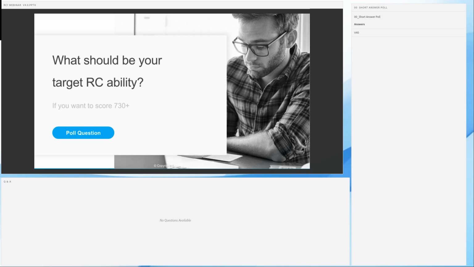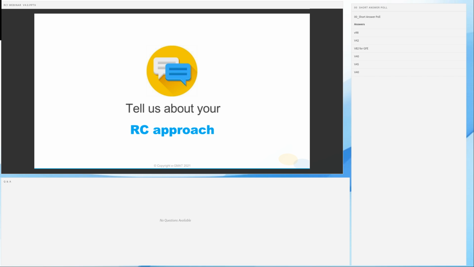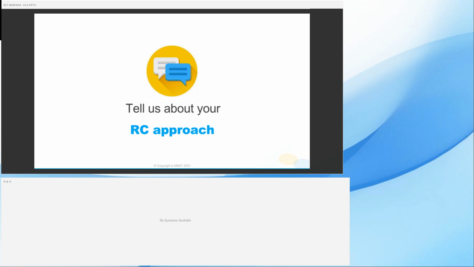If you're aiming for that 90th percentile in verbal, which is that V40, you should aim for at least an 80th percentile in RC. Essentially, ideally speaking, if you want RC to drive your verbal ability, then that should be the 90th percentile. V45 on the current GMAT is 99th percentile or so. Now, with that, I want to understand what your RC approach today is. I'm going to give you three options here. And let's get in a poll over here.